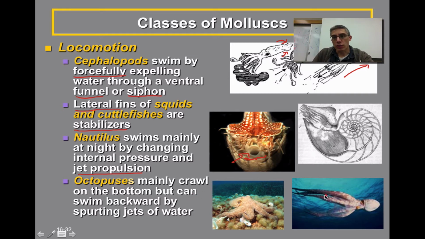They're going to use their tentacles or their arms, but again, since they do have that funnel structure, they can, just like the squid and just like the nautilus, also forcefully remove water from that cavity, and again use that jet propulsion to get them throughout their environment rather quickly.